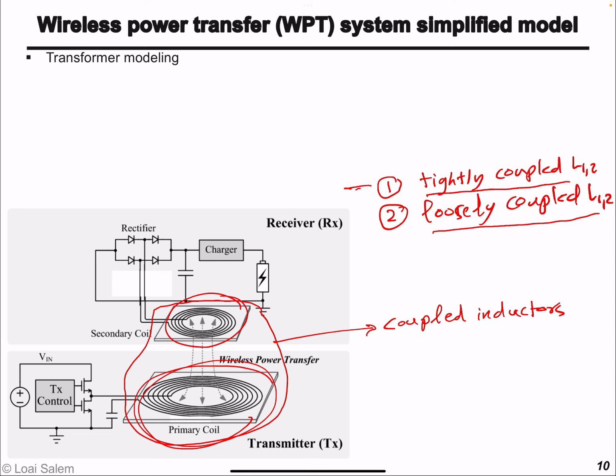So, starting with the modeling of tightly coupled inductors. First of all, if we get a pen or a pencil, or two pencils actually, and we get a copper wire and wind it around the first pencil, and we get another copper wire and wind it on the second one, we have two coils, L1 and L2.